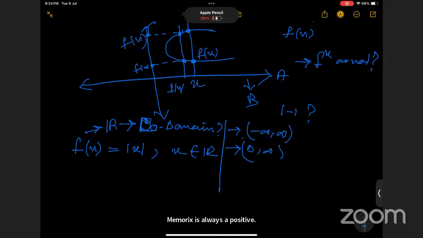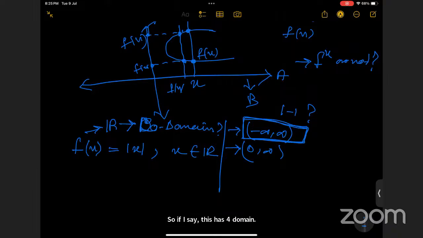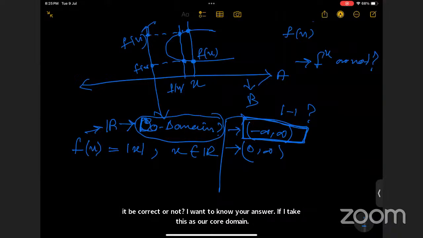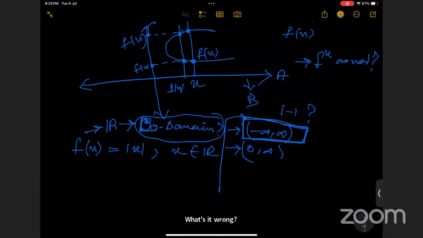So if I take this as the codomain, will it be correct or not? I want to know your answer. If I take this as our codomain, it's wrong, ma'am. Why wrong? Because it only gives the positive. Please, just try to think over it. Is it really wrong? It is right, because the codomain can contain n number of elements, no issues.